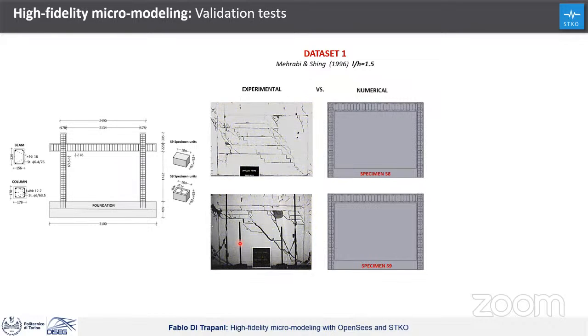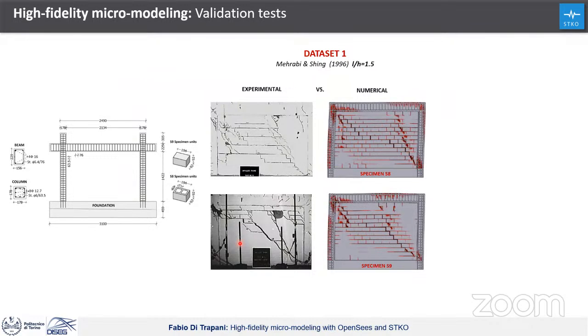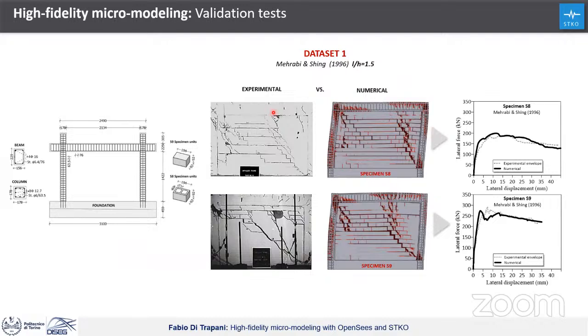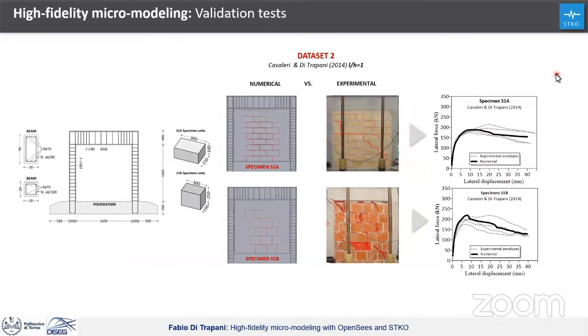By this kind of approach, as you can see, you can reproduce with a certain degree of accuracy the experimental damage patterns in terms of sliding of mortar joints, in terms of cracking of the bricks, in terms of shear failures on reinforced concrete. And as you can see, also the overall response is very well reproduced. This is another example with 2 other specimens that we tested in 2014.